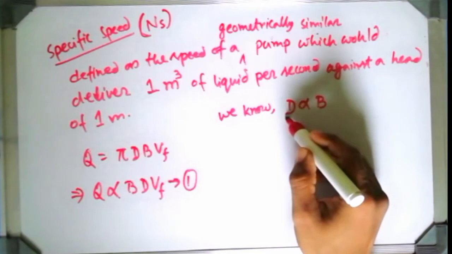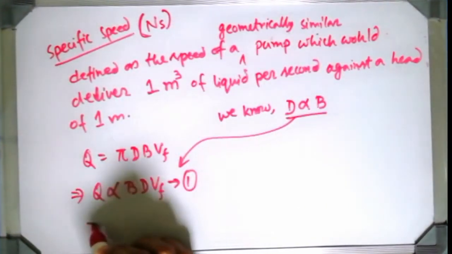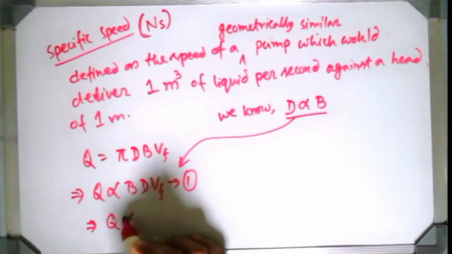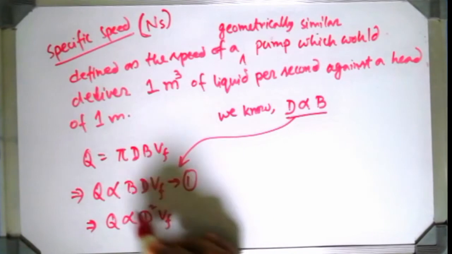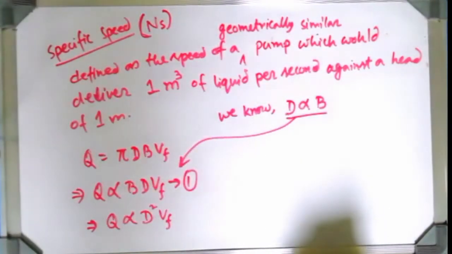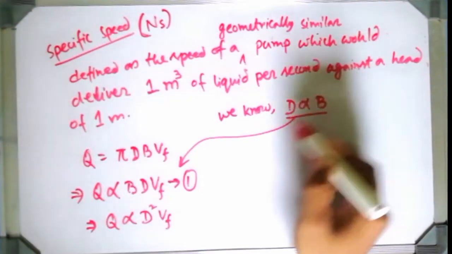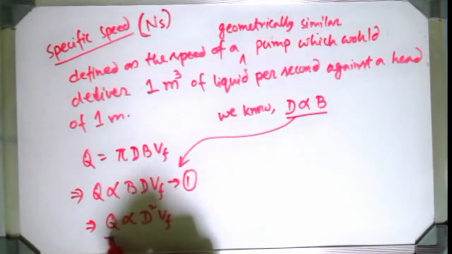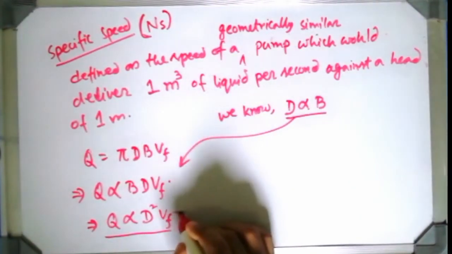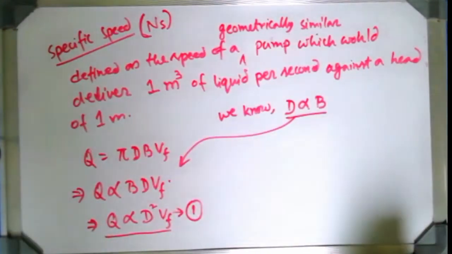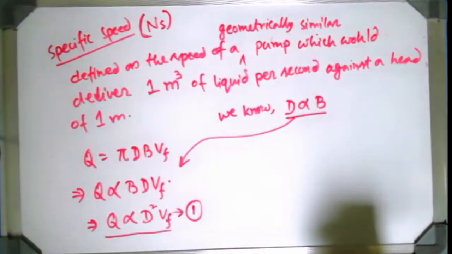So if B is proportional to D, put it over here, then as a whole I can change this equation now. Q proportional to D square into Vf, because B is replaced by D. Easily it can be done. If B is proportional to D, then that B can be replaced by D, so that equation will be changed like this now. So I can name this equation number 1. Okay, Q proportional to D square Vf.